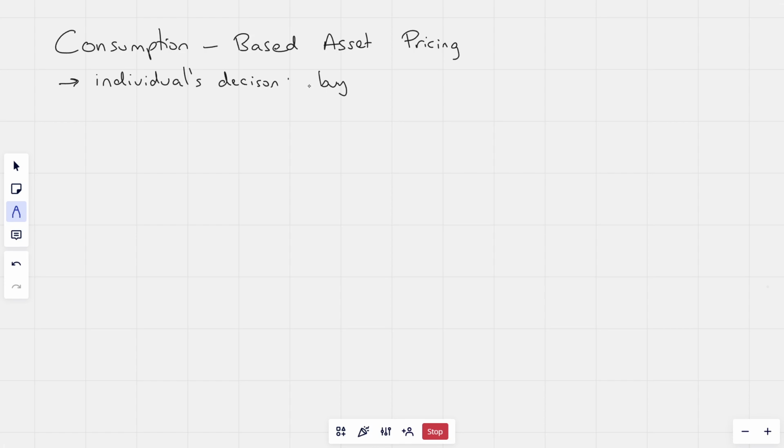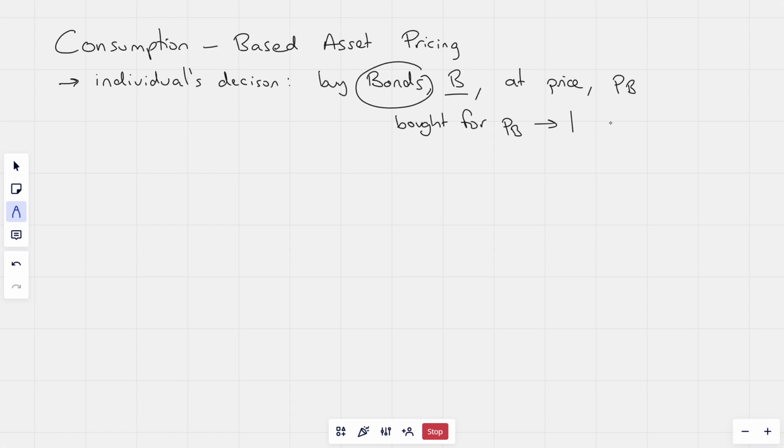They are going to buy bonds, which are going to be B, at a price PB, right? And a bond here is going to be something that is bought for PB and pays 1. Always, right? No risk involved in these assets, at least for now.